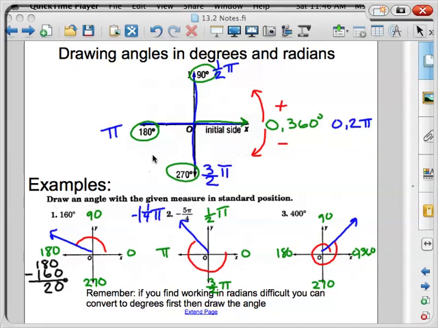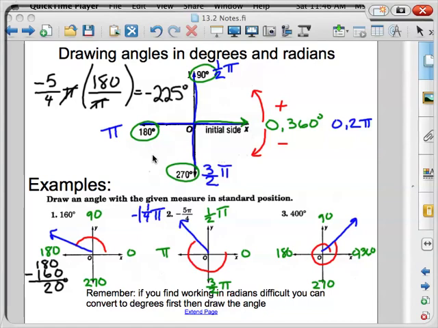Notice, if you're having a hard time with the radians, you can always change your radians into degrees and then sketch your graph. So if I were to take, for example, the -5/4 of pi, and I wanted to know it in degrees, I would multiply by 180 over pi. My pi's cancel, and -5 times 180 divided by 4 gives me -225 degrees, which I would be able to sketch just the same as we had in problem 2.